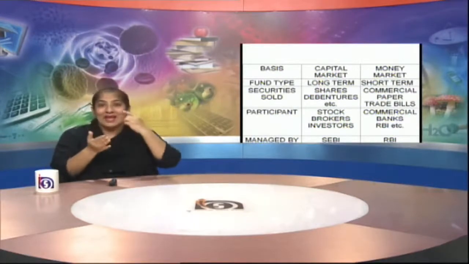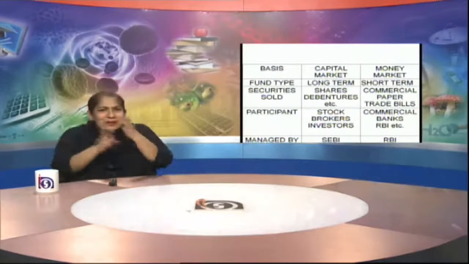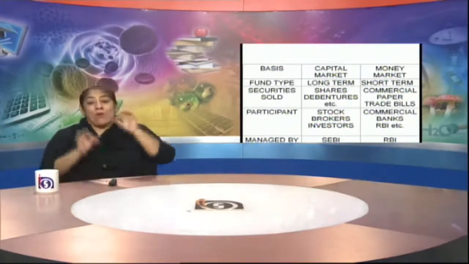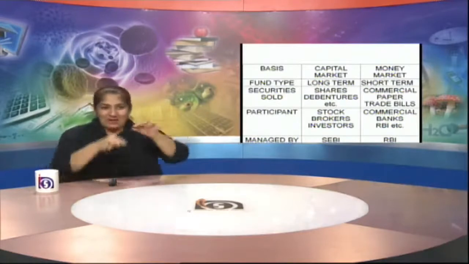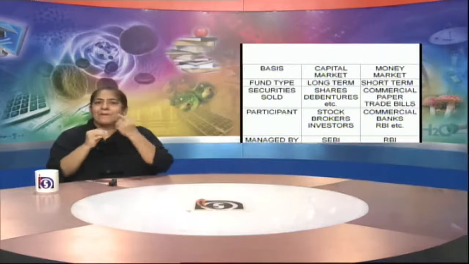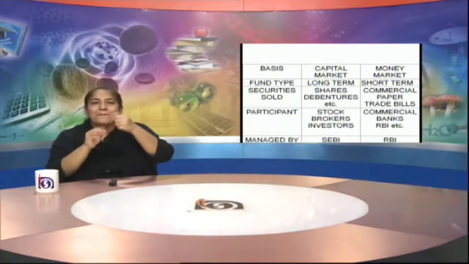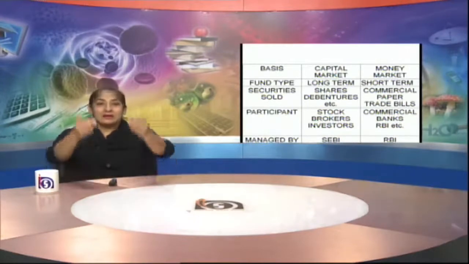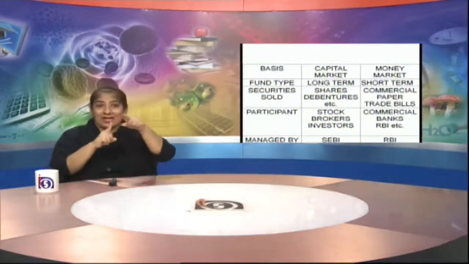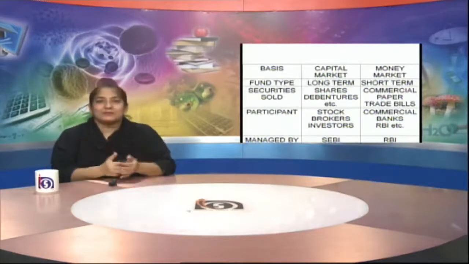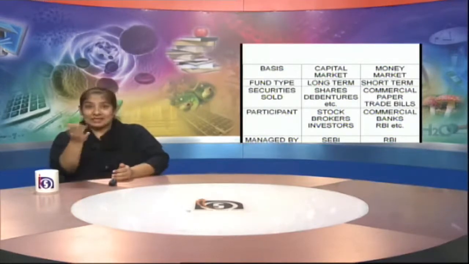And in the third column, third row, the word is commercial paper trade bill. We already understood this trade bill. This trade bill is the same thing which we understood that time. And the fourth word is participant. Like if I am involved in any work, then I am a participant.